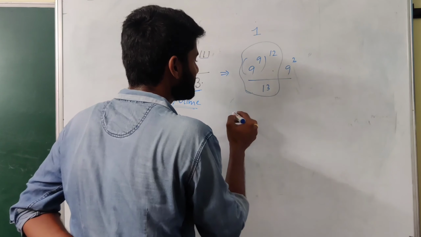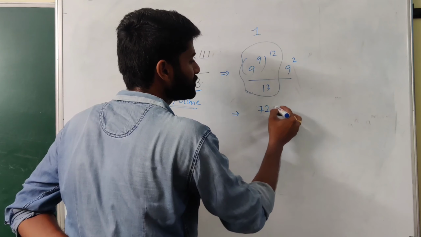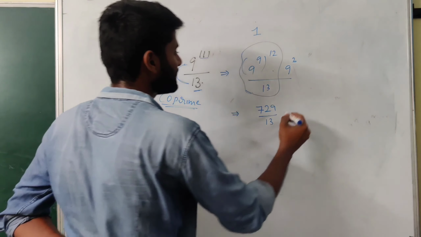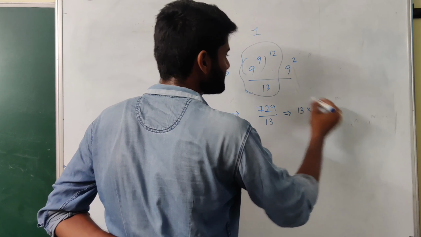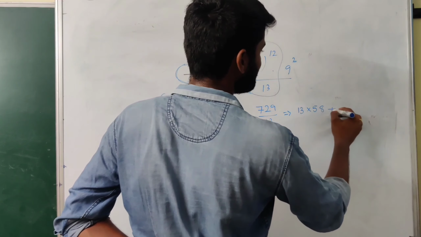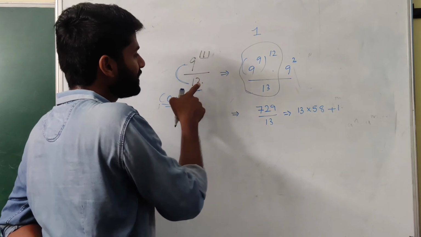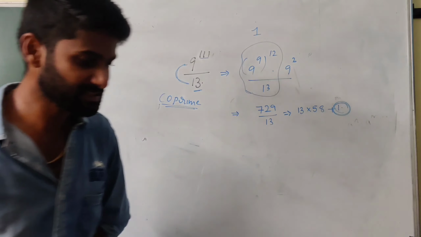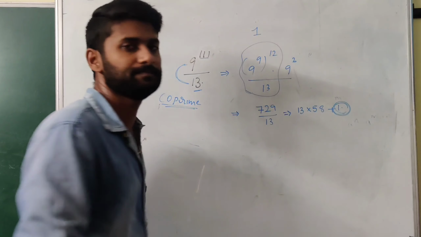And focus on this calculation. 9 cube is equal to 729 divided by 13. If you go with the calculation, we already know that 13 ones are 13, 13 fives are 65, and 13 eights are 104, and we have a remainder of 1. It means 9 power 111 divided by 13 leaves a remainder of 1. So that is the answer part. Clear? So the answer is 1.